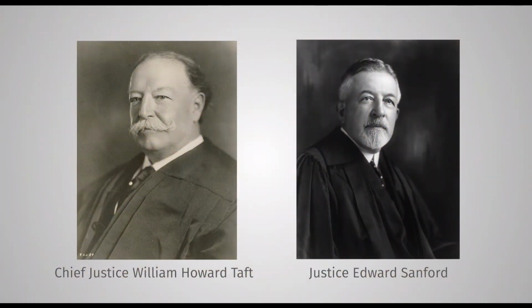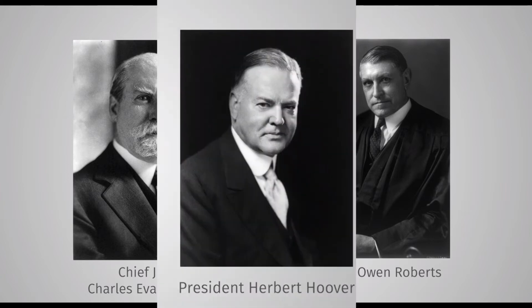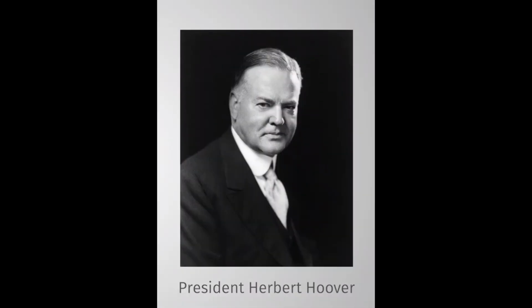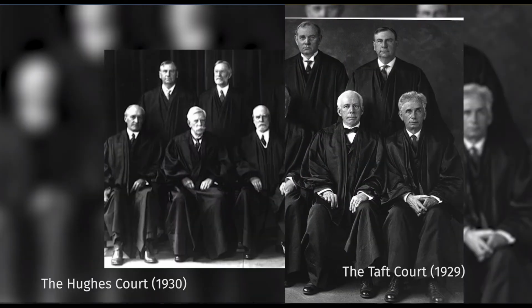And it starts in February of 1930 when Chief Justice Taft resigned from the Supreme Court due to illness. And 1 month later, Justice Sanford suddenly passed away. And Herbert Hoover nominated Charles Evans Hughes and Owen Roberts to fill those two vacancies. And though Hoover was a Republican, he was a political progressive, and his two appointments began to shift the court to the left.